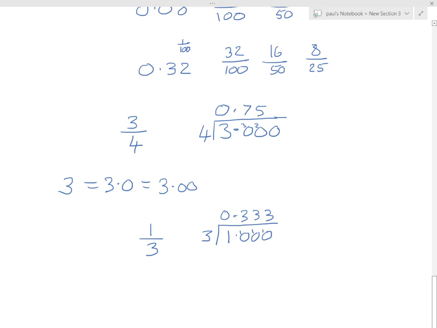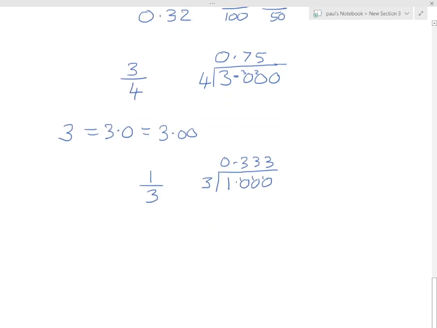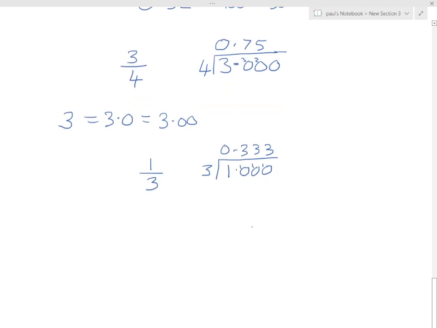So this is called a recurring decimal. And the way that that is written, when we get just the 3 recurring, that would be 0.3 with a dot above it. So that is the same as 0.33333, and so on and so forth.